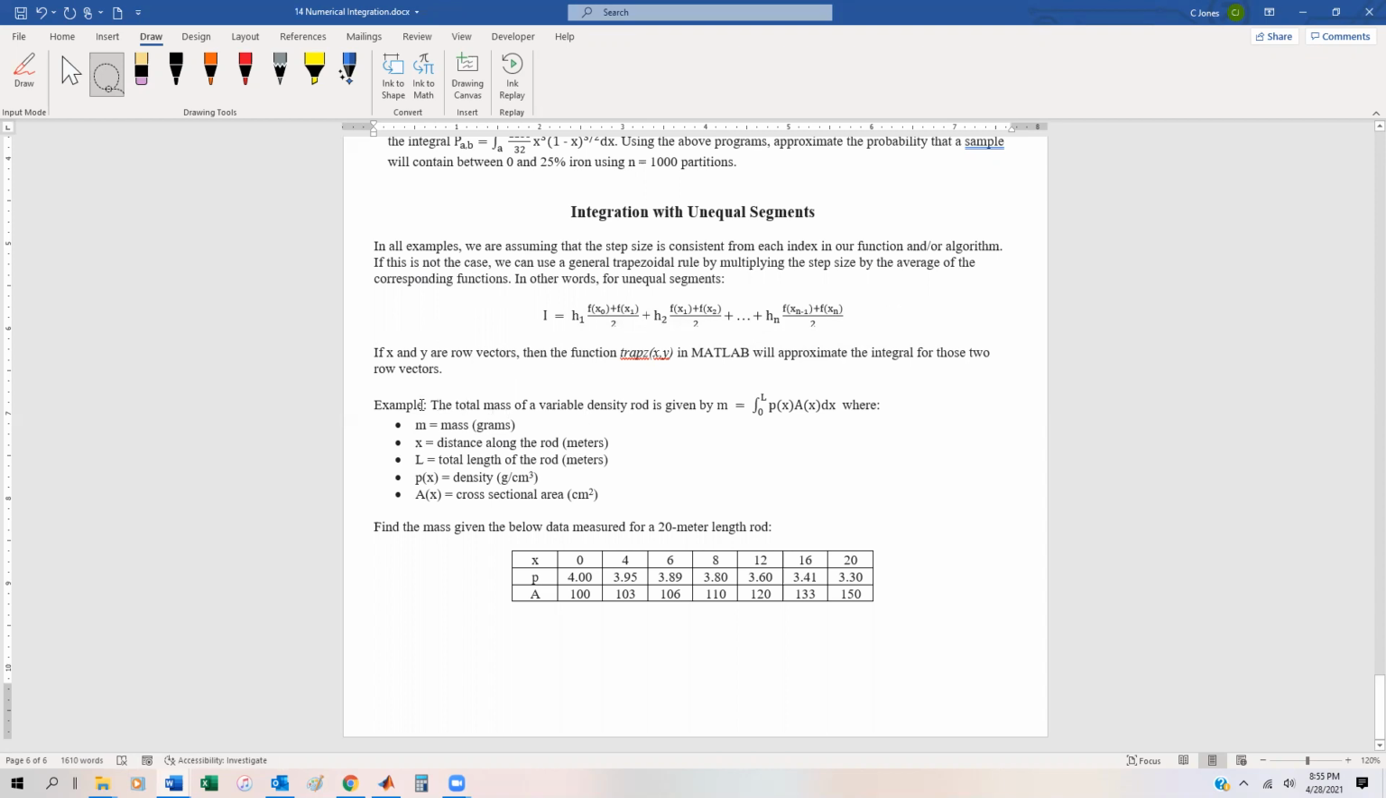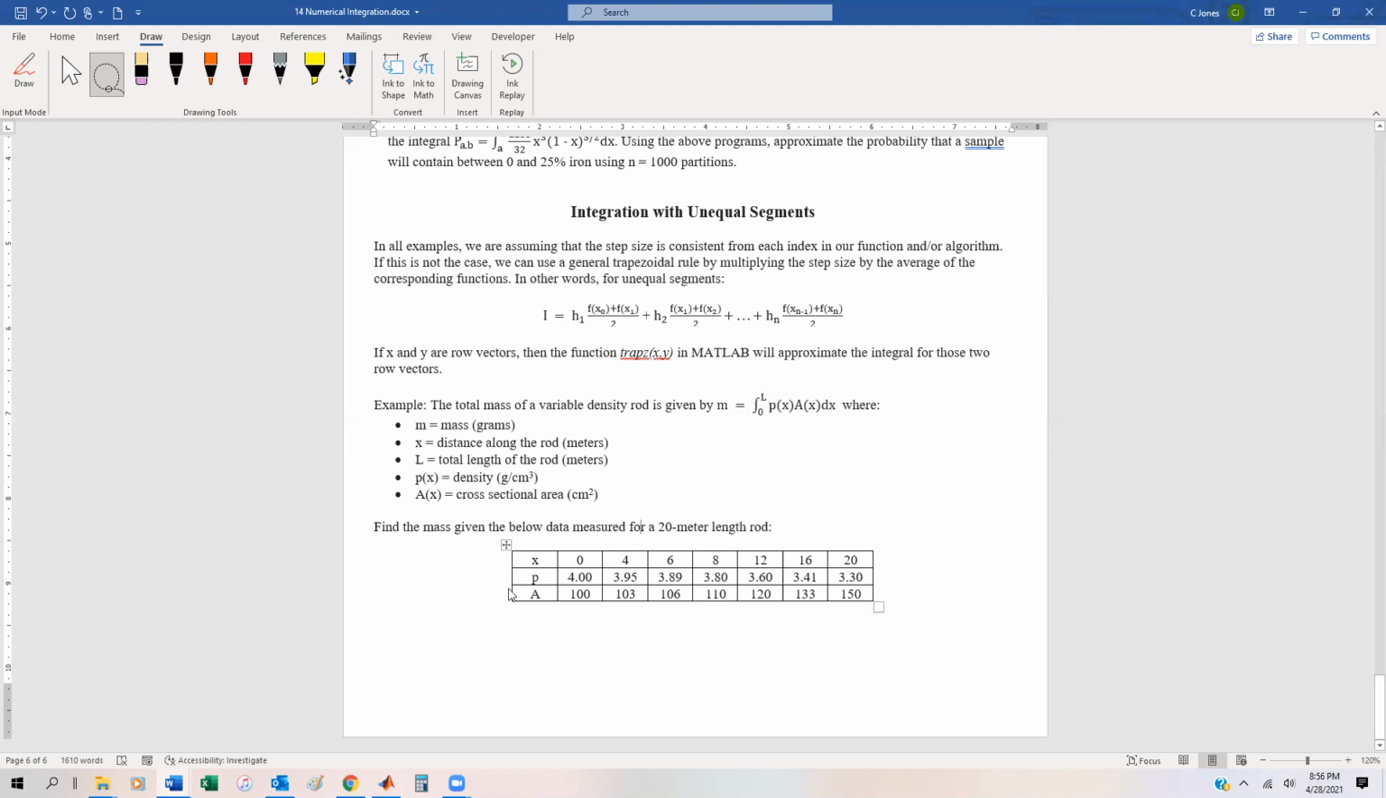One thing we could do is say that the total mass for a variable density rod is given by mass equals the integral from 0 to L of rho of x times A of x dx, where M is the mass and x is the distance along the rod. And remember, it's variable density. Rho is that density, so the density differs depending upon how many meters we are away. x is the distance along the rod, the density is rho, and A is the cross-sectional area. So density times area gives us the mass. And we just want to find the mass for a 20-meter rod.